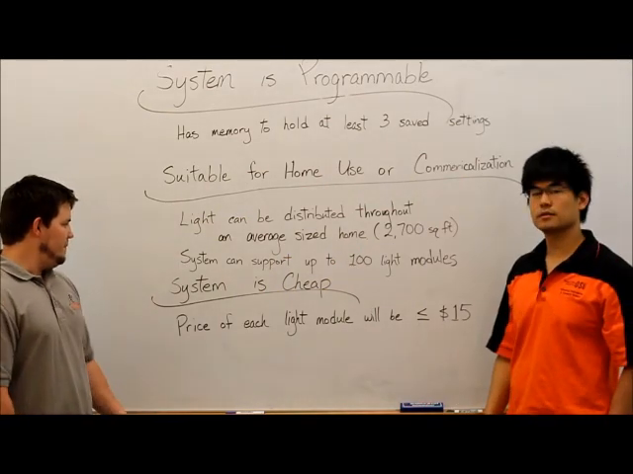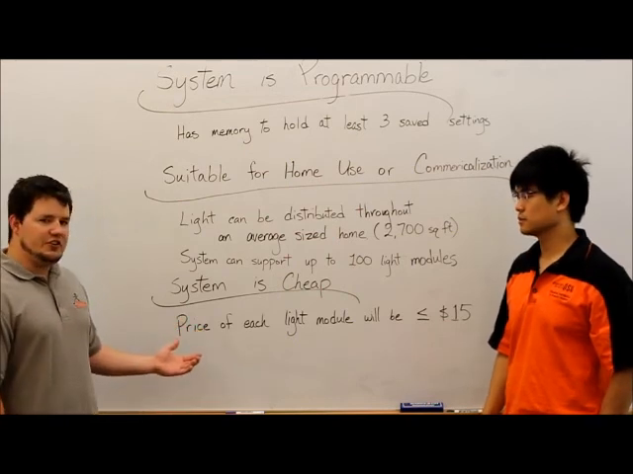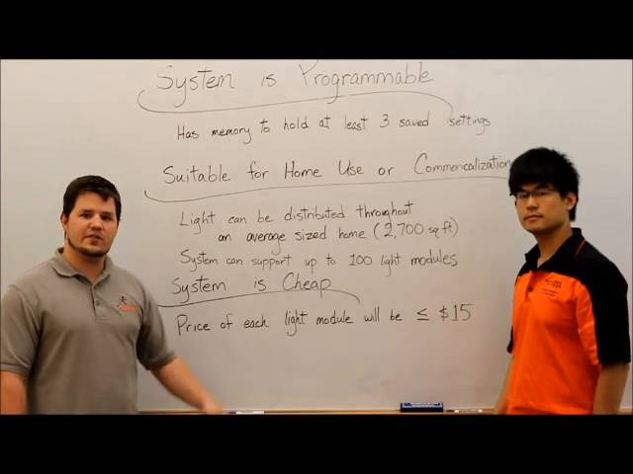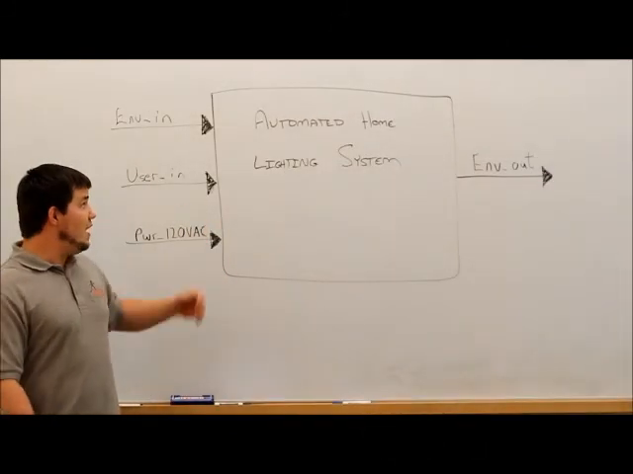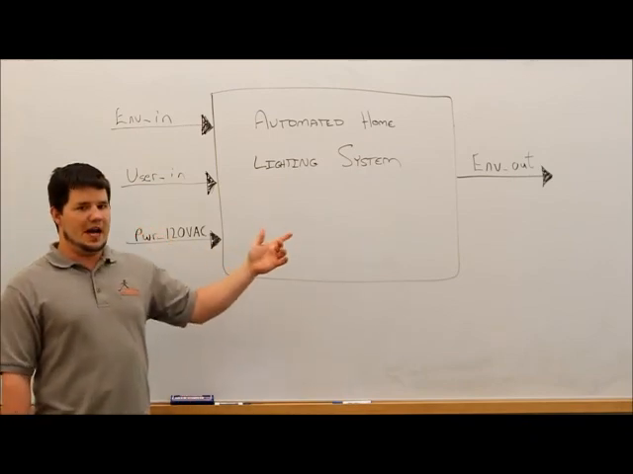And the next customer requirement would be that the system is cheap, and the engineering requirement would be that the price of each light module will be less than or equal to $15. So this is our top level system diagram for the automated home lighting system. We have 3 inputs and 1 output.